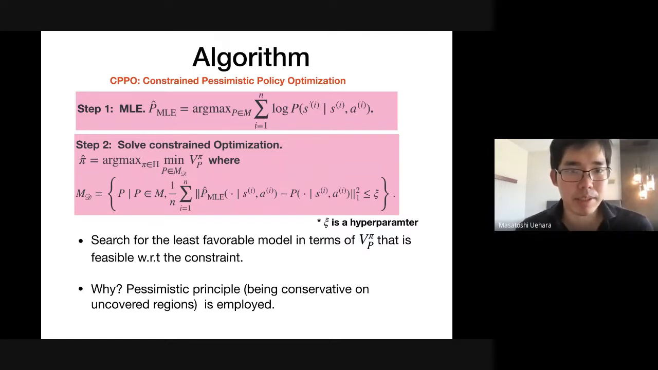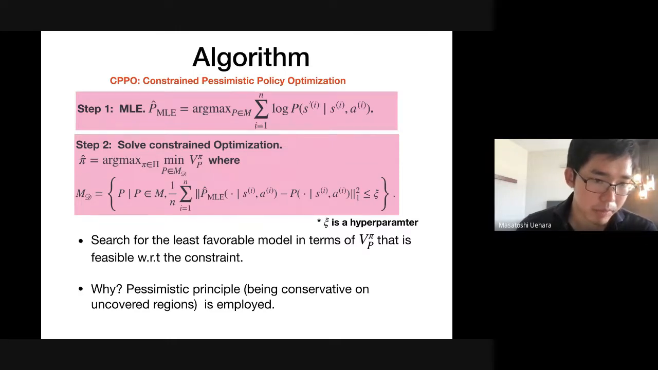The first step is the same as standard MLE, standard model-based RL, just like estimating p hat using MLE. In the second step, we need to solve a constrained optimization, and this looks a little bit tricky. But the first argmax is taken over the policy class pi, so this part will be fine. And this min part looks a little bit weird, but let's see it.